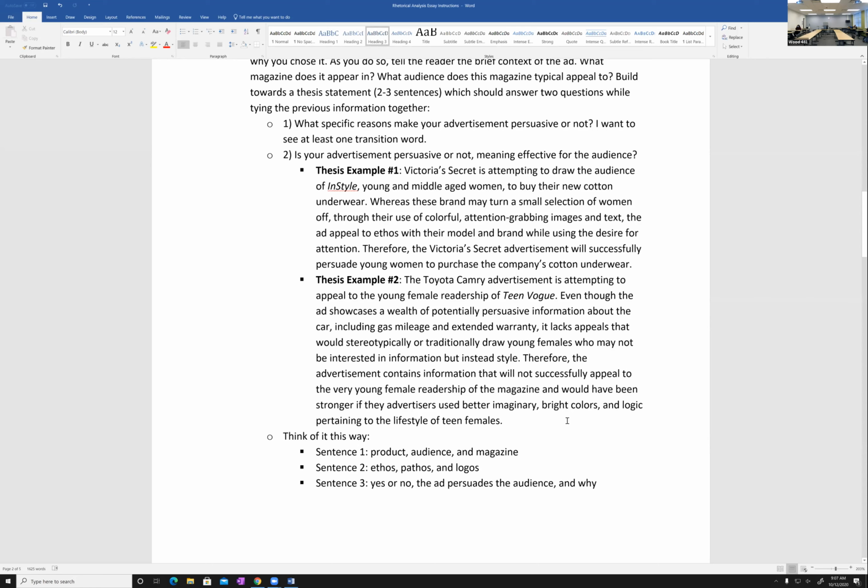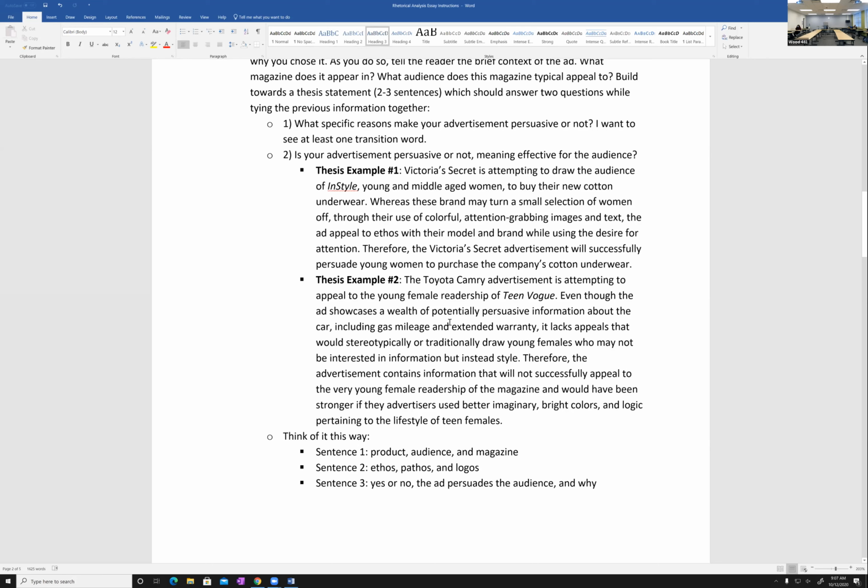Okay, so then it goes on to tell you why. So you can see both of them follow the formula. They're talking about product, audience, and magazine initially. They examine elements of either ethos, pathos, and logos. And then they make a determinant telling the reader, yes, it was effective, or no, and why.